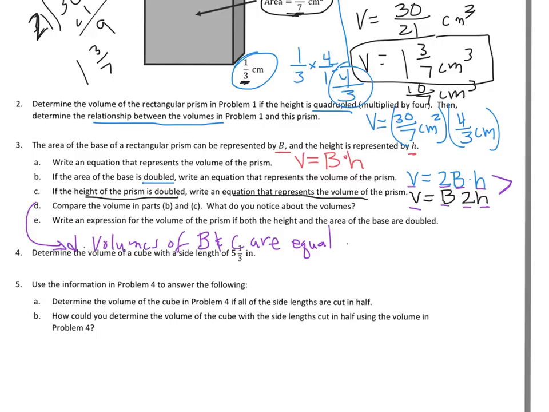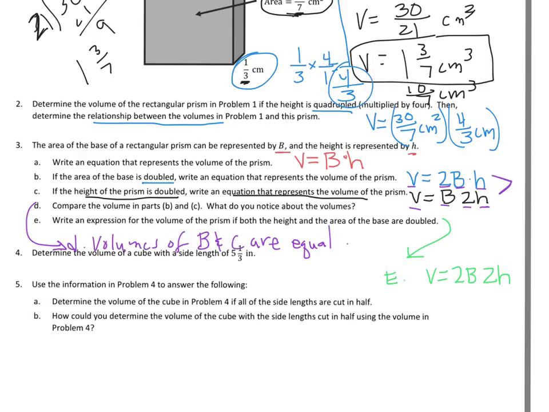Now if we look at E, and I'm going to do E right down here. Write an expression for the volume of the prism if both the height and the area of the base are doubled. So both the base and the height are doubled. So volume equals 2B times 2H.